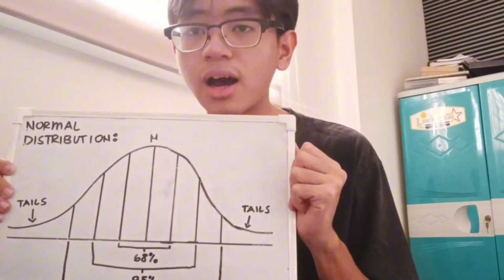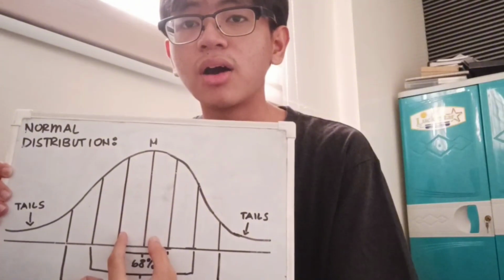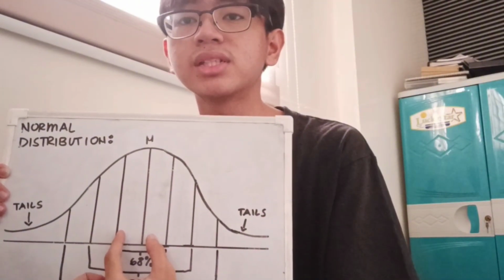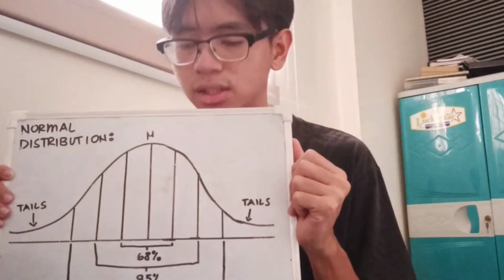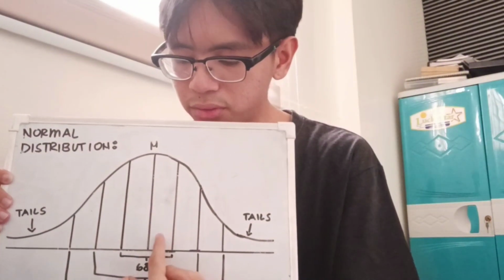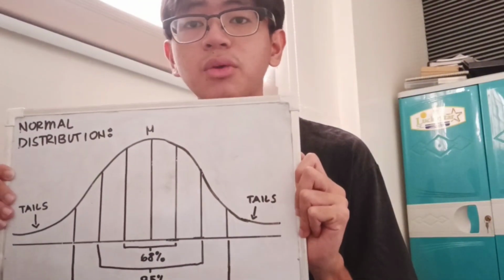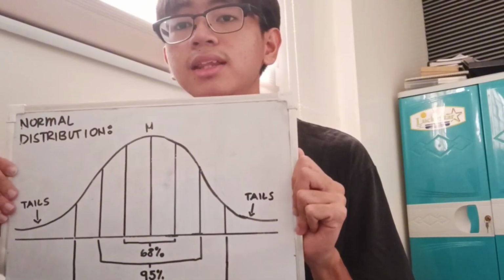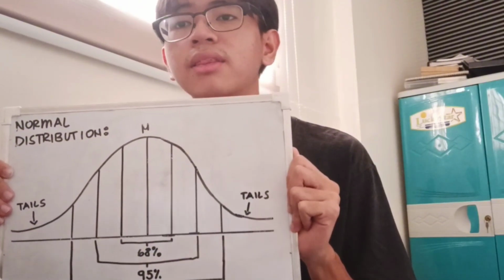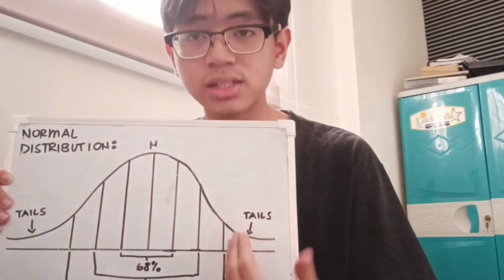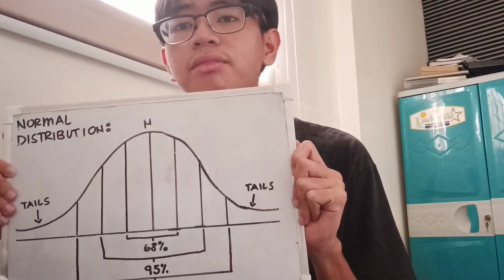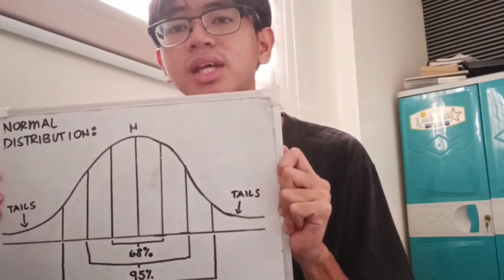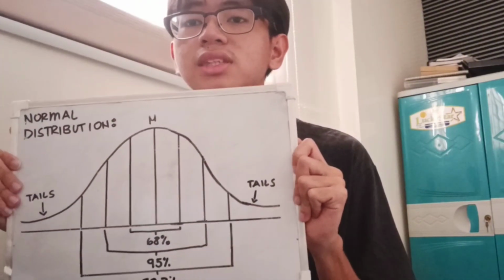Firstly, in these regions, we'll have 68% of the data, which falls within one standard deviation. And for this part, 1, 2, 3, 4, it is equivalent to 95% of the data, which falls within 2 standard deviations. And as for all of these regions, it will be equal to 99.7% of the data that falls within 3 standard deviations.